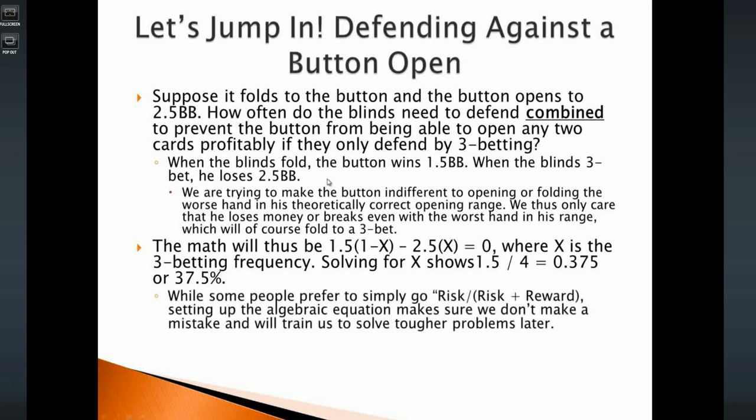While some people prefer to simply go risk divided by risk plus reward, setting up the algebraic equation makes sure we don't make a mistake and will train us to solve tougher problems later. So I'm a huge advocate of using the algebraic equations to figure out the answer, and I don't really tend to memorize the rules other people use, because the rules tend to get very confusing, especially when you're in different spots. So just try setting up the algebraic equations, especially if this is new to you.